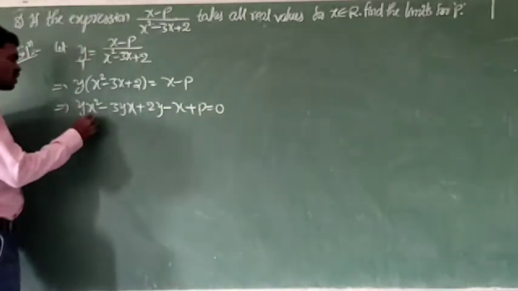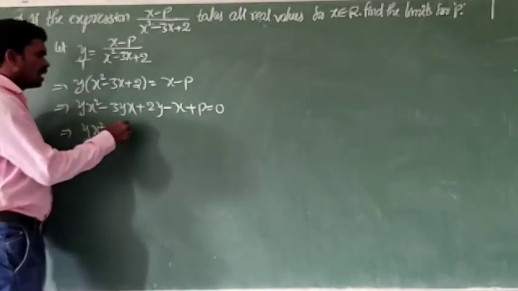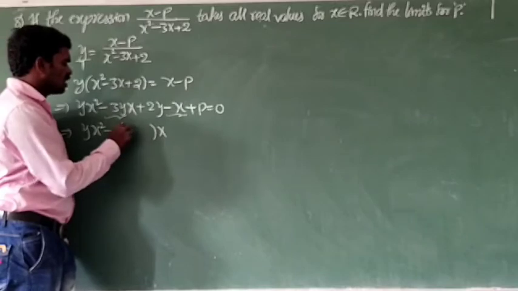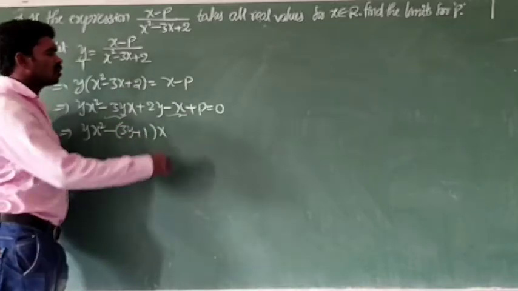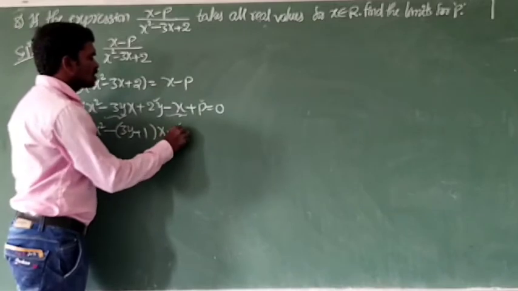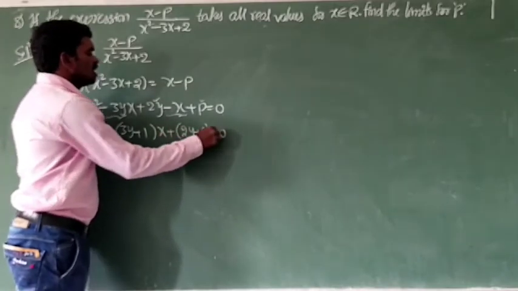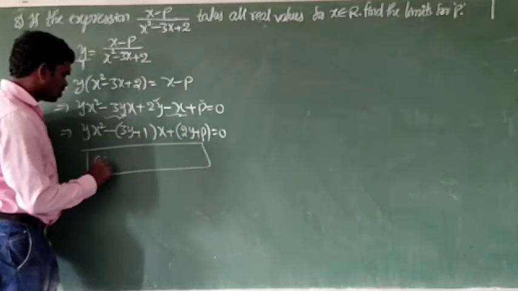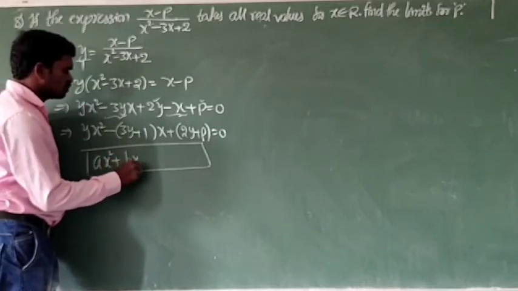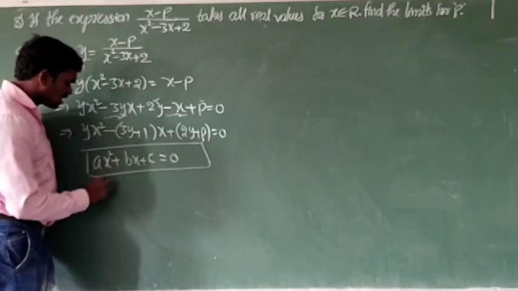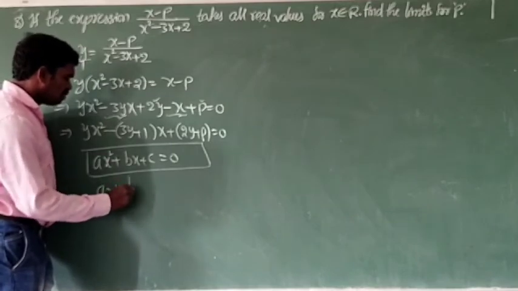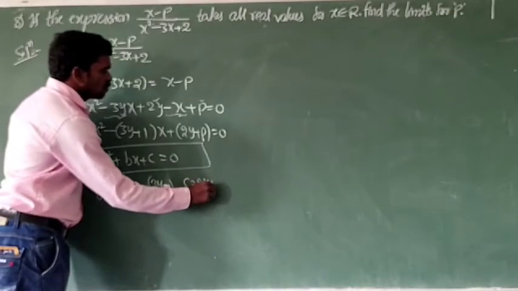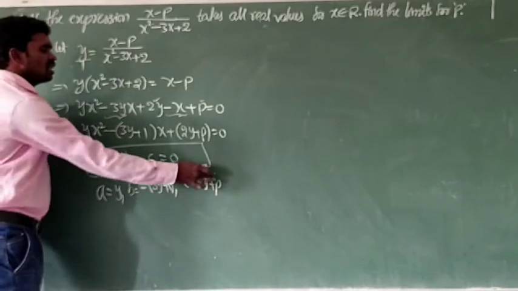So now what is the x square coefficient? Only y into x square, and the x coefficient: here minus 1 is there, here minus 3y, so you can take minus common and x common, then the remaining is 3y plus 1. What about the remaining terms? We have 2y and plus p, so 2y plus p are the remaining terms. See, this is the form of ax square plus bx plus c is equal to 0. So I am comparing with the general quadratic equation ax square plus bx plus c is equal to 0. Then what is a? a means y, b means minus of 3y plus 1, and c means 2y plus p. We should find the limits for p.